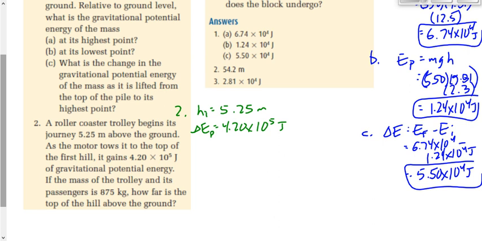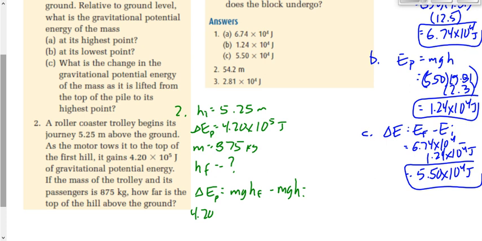It's 4.2 times 10 to the 5. The mass of the object here is 875. We want to find the final height, how far the top of the hill is above the ground after this trolley has gone up. So let's say delta EP is equal to mgh final minus mgh initial. Potential energy is mgh. Delta potential energy is final minus initial. Well, we know what delta E is. It's 4.20 times 10 to the 5.